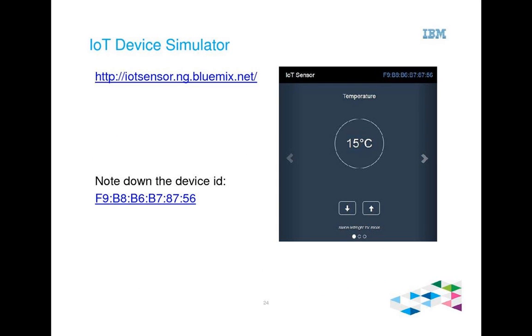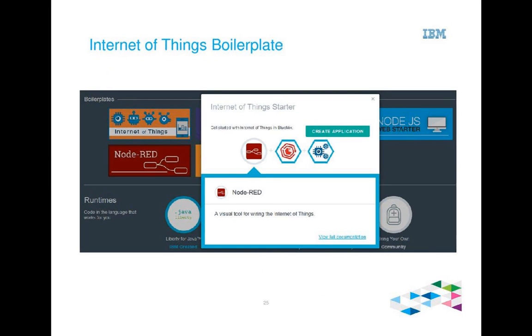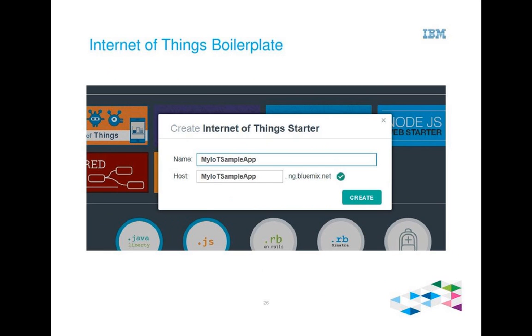Then I'll go to Bluemix and create an IoT application using the boilerplate. When I create the application, I'm going to specify a name for that application, and that's what you're going to use to invoke the application on the browser. Once I have specified the name and created the application, this is what I get.